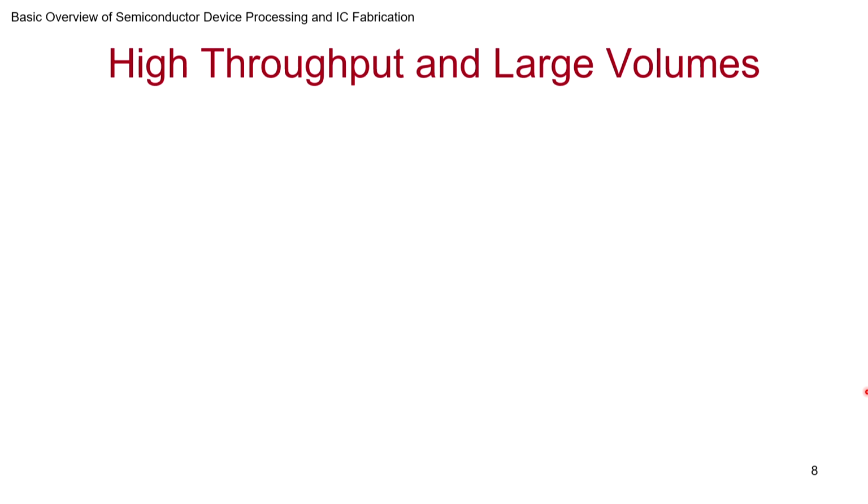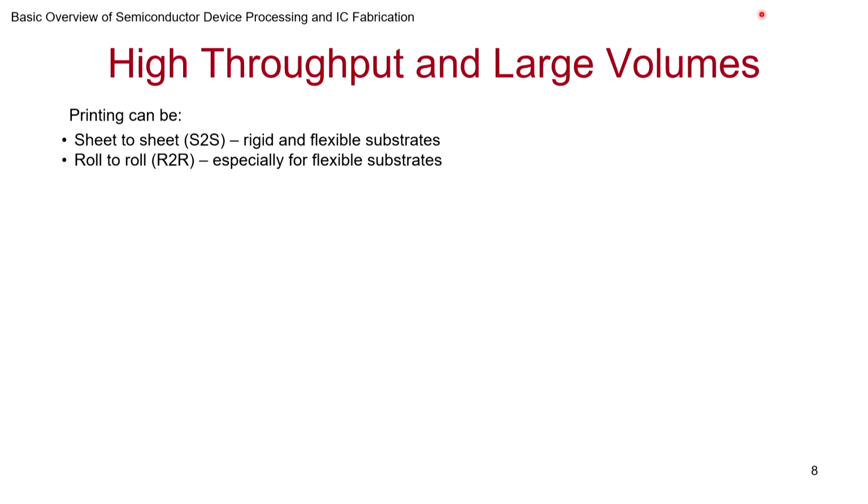That being said, let's see where printing lies in the phase space. Before that, we can see printing can be done sheet to sheet. The common expression they write is S to S. That means sheet to sheet. This printing can be done on rigid substrates. It can be done on flexible substrates also. But there is another method of printing, which is roll to roll. This is very popular, especially if you have flexible substrates, say paper, cloth, steel, plastics. So these can be done roll to roll. So the whole approach is, as you can see, a little different.